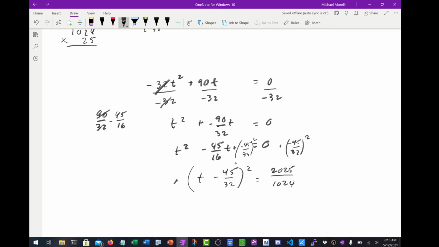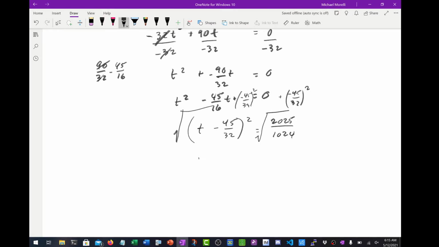And now I just need to take the square root of both sides. And I'll have t minus 45 over 32 equals, and now I can take the square roots of the tops and the bottoms. I think 2025 has a perfect root. Let's see if it's 25. 25 times 25. That's 625. No, I need a bigger number.